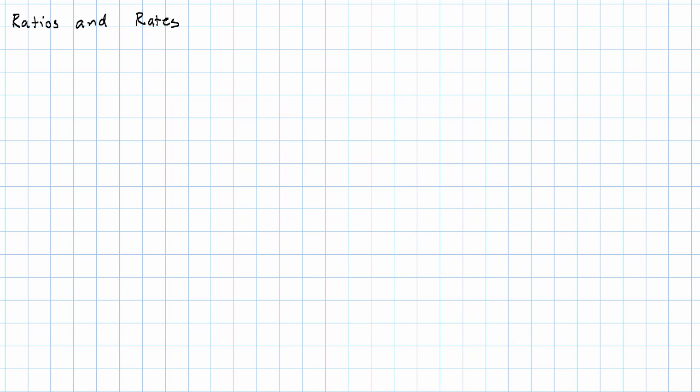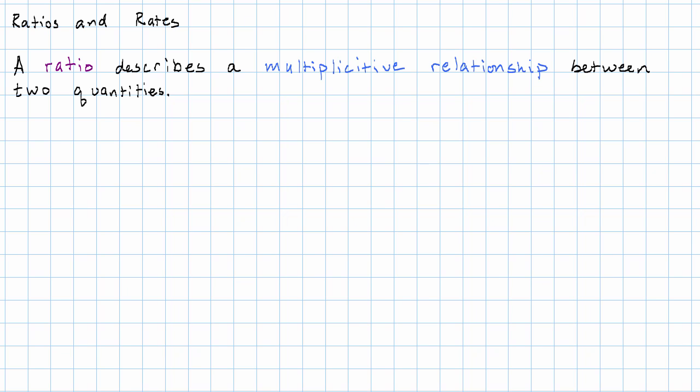Ratios are a way of describing the relationship between two quantities. In particular, a ratio describes a multiplicative relationship between two quantities. Okay, what on earth does that mean?